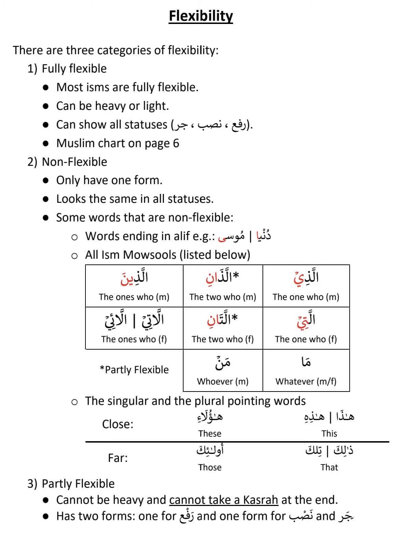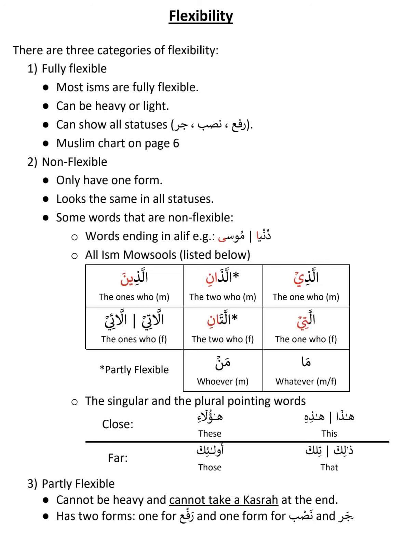Just remember Yusuf. What is partly flexible is that it cannot be heavy. That means Yusufun. There is no word called Yusufun. Can you remember Muslimun is heavy? So there is no word called Yusufun. It is always Yusufu; only the word Yusufu is there, the word Yusufun is not there. So it cannot be heavy. That's the one thing. The second thing is it cannot be jar. Jar means it takes kasara.